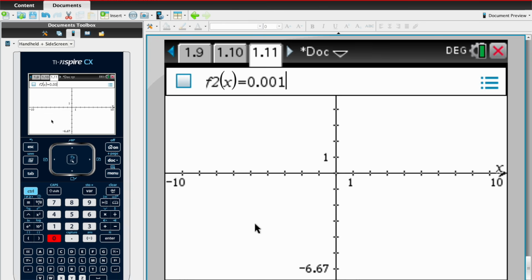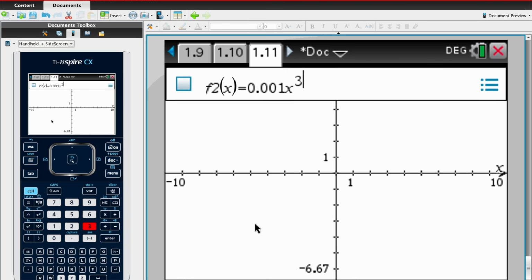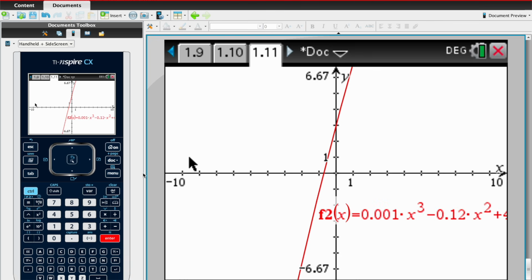So 0.001x cubed minus 0.12x squared plus 4.05x plus 3. Here we are. This looks good. I'm going to zoom out a little.